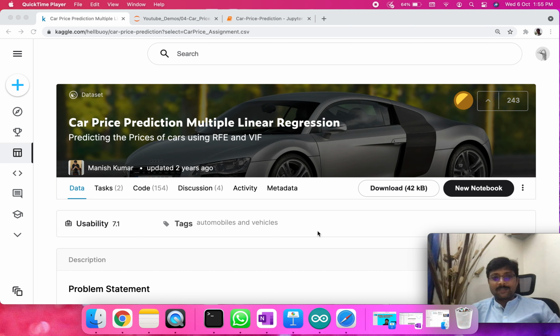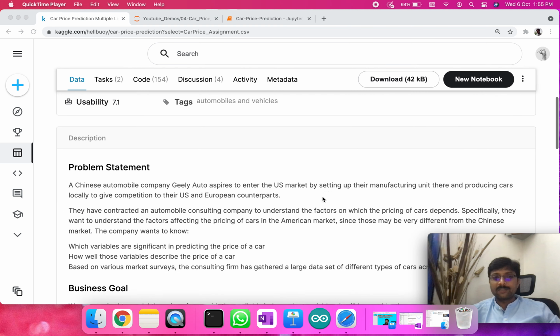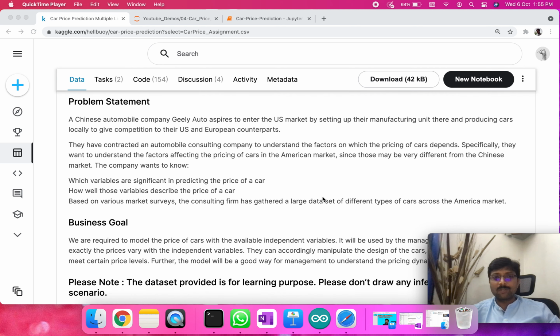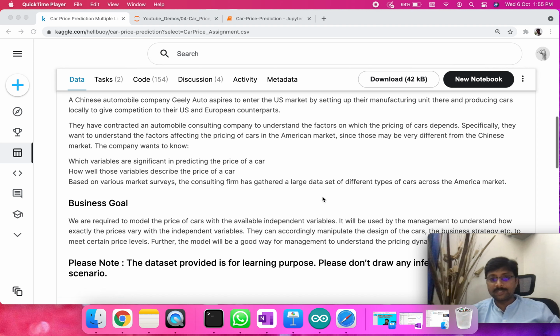Hello friends. Let me quickly introduce you to the problem statement here. This is called car price prediction using multiple linear regression. The problem statement is that an automobile company is trying to enter the US market. It's trying to analyze what the different car prices are within the US and what parameters are going to influence the car prices in the United States.